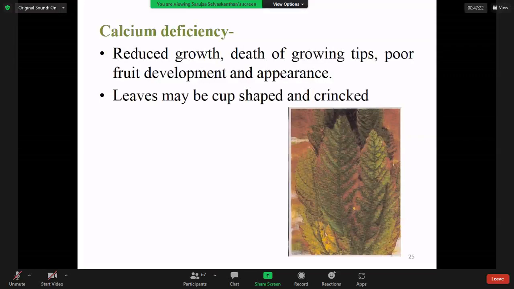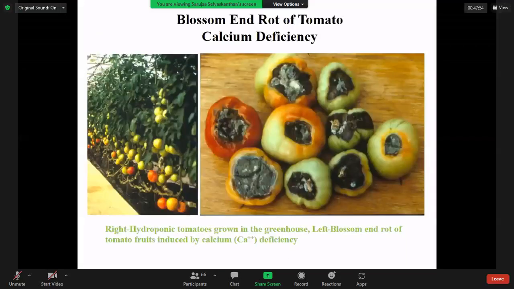Okay, if the plant undergoes calcium deficiency, reduced growth and death of growing tips and poor fruit development will appear, and leaves may change to cup shape or crinkled. Okay, these terminologies are important. Normally you can see this calcium deficiency highly in the cabbage plant.